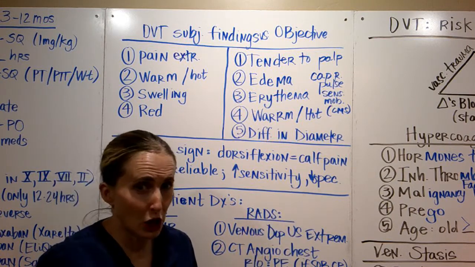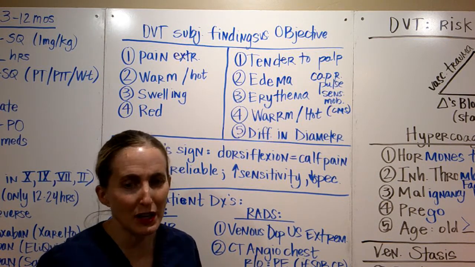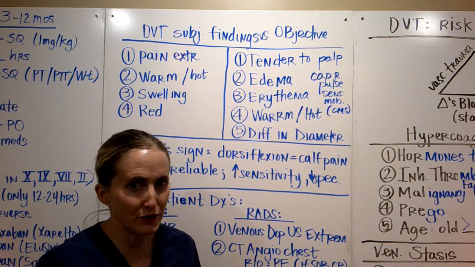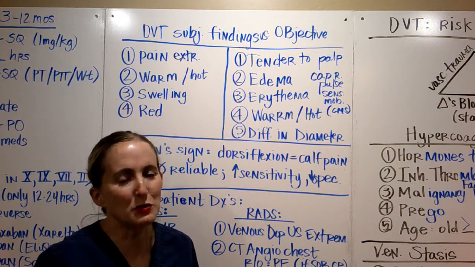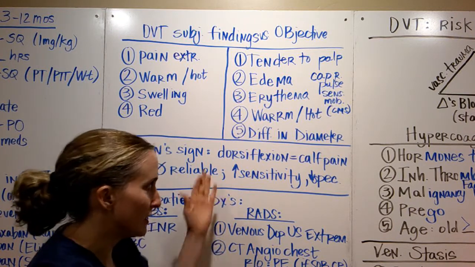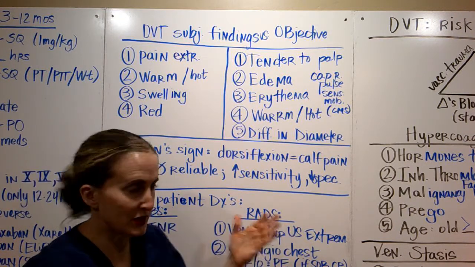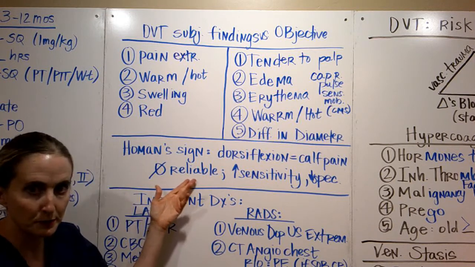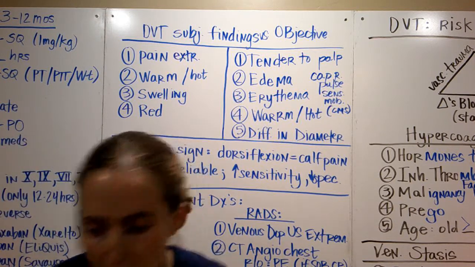Now, it's a really low specificity because just because you have calf pain when you dorsiflex is not specific to just a clot, okay? So that is the reason we don't use Homans sign anymore. It is not reliable, okay? All right, we'll go to the next bit.